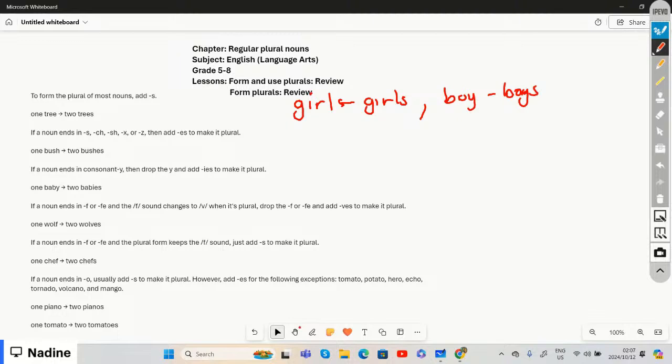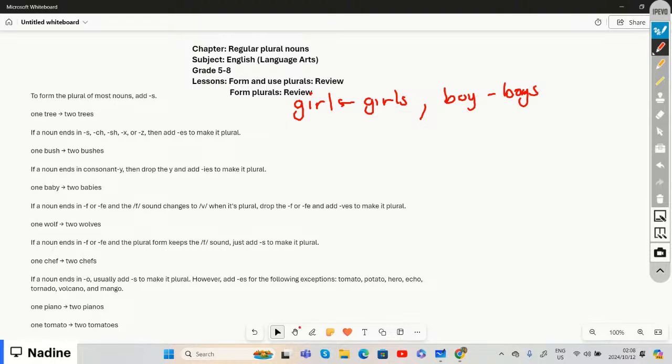But now we also have other endings that we need to add in order to show the plural forms of a word. And when it comes to regular plural nouns, it's almost like you follow rules. With irregular, we don't follow any rules because you're just going to have to know it. But with regular plurals, it's as if there's a rule for each step that you need to follow.